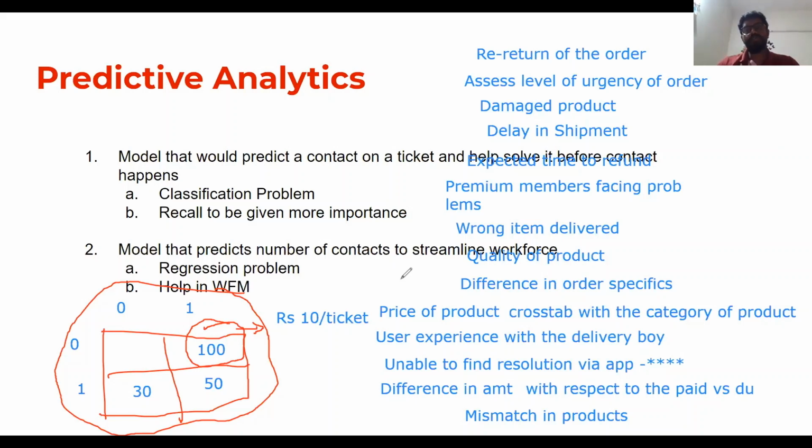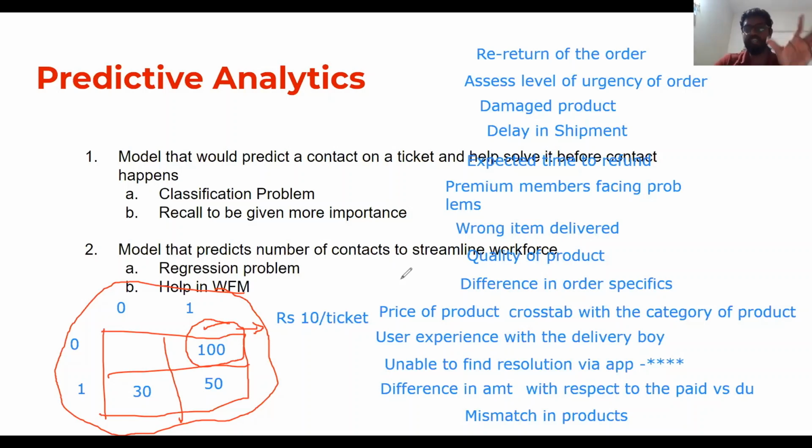Cool. So we'll go to the second bit. The second bit is basically a model which can predict the number of contacts. Now the first bit was trying to predict the contact at a ticket level. This would essentially be like predicting a contact at an overall level, that you don't even need to look at a customer level view. You basically want to know that, okay, I'm going to get 1000 calls today, so that it can help me in WFM.